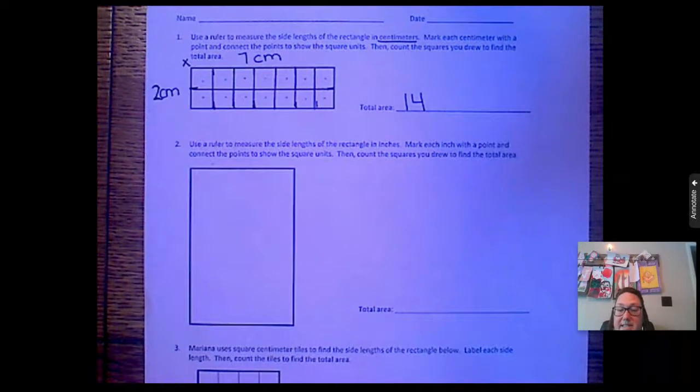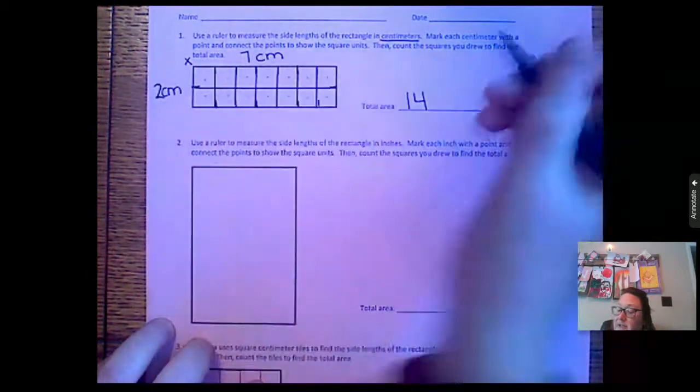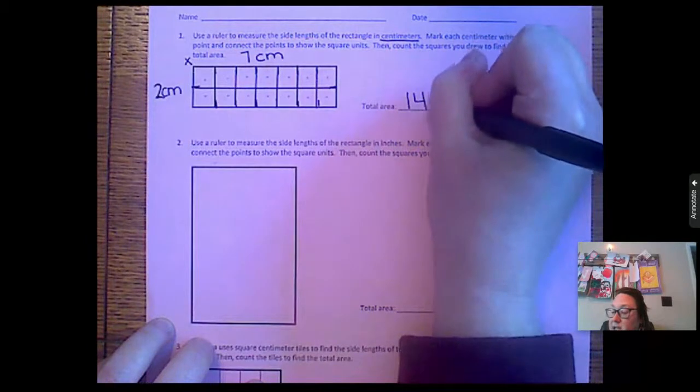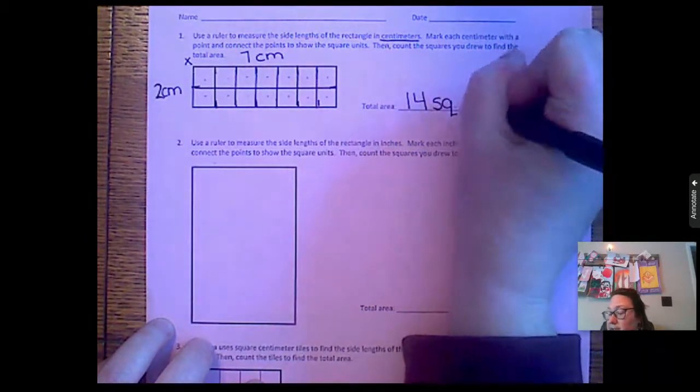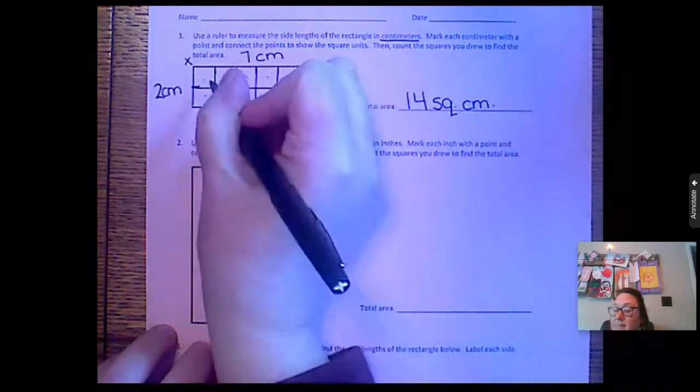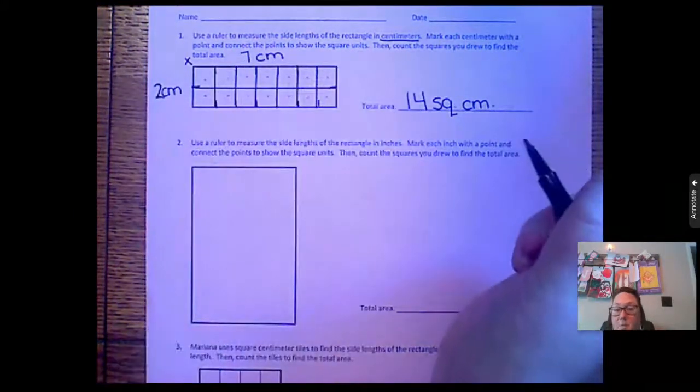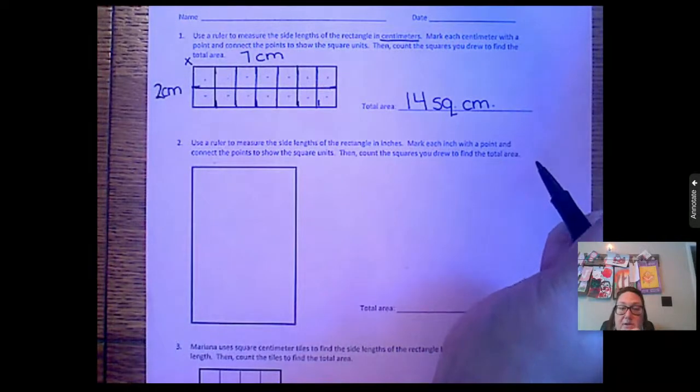Do I just write the number 14? Nope. Do I write 14 centimeters? Not with area, right? So 14 centimeters would be, if I just measured on the outside, it was 14 centimeters. But with area, we're finding how much space it takes up to fill up the inside of an object or a shape. So it's not just 14 centimeters, it would be 14 square centimeters, because we're counting how many squares that are each 1 centimeter long on the outside to fill up that rectangle. So we've got 14 square centimeters. How'd we do? Good job.